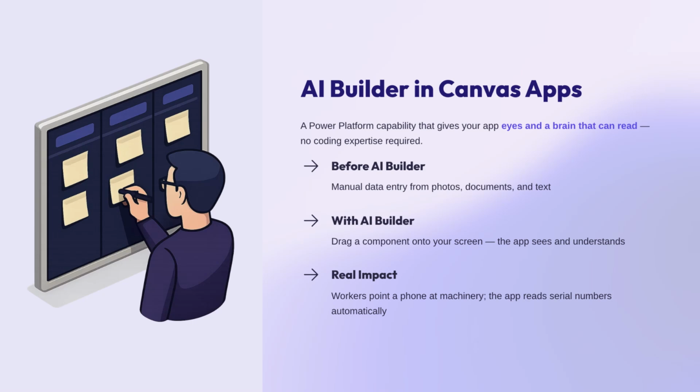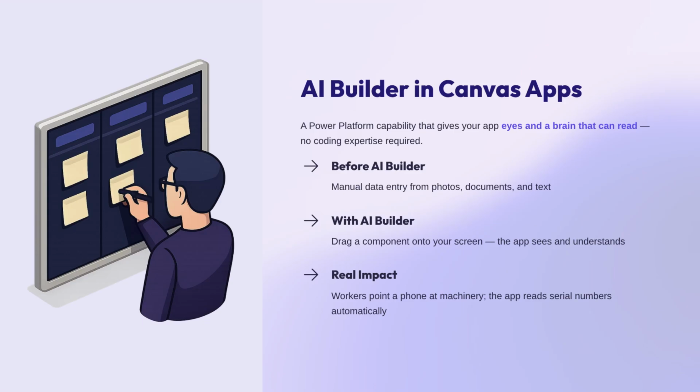Hello everyone, let's dive straight into AI Builder in Canvas apps. The formal definition of AI Builder is a Power Platform capability that provides AI models designed to optimize your business processes by extracting insights from your data, images, and text. In plain everyday English, it is like giving your app a set of eyes and a brain that can read.